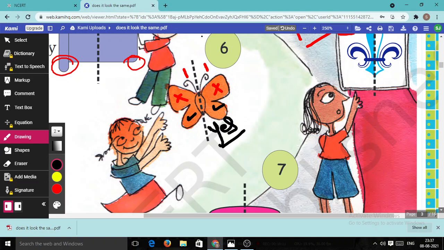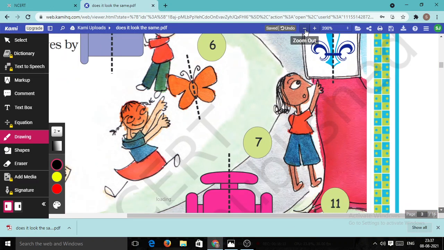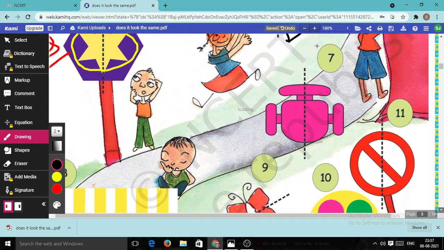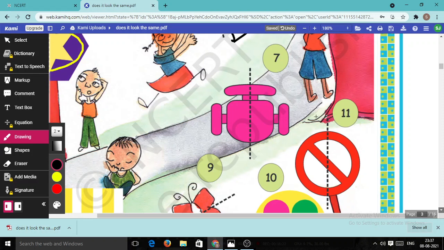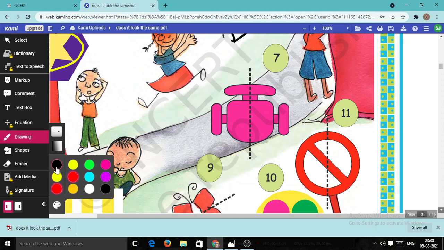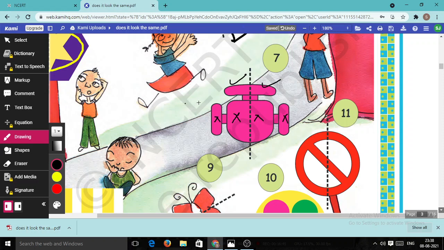Now look at figure number 7. You will find that this figure is equally divided. This part is the same as this part. Again, this part and this part are the same. This part and this part are the same. So it is in a mirror half position. So we write here yes for figure number 7.